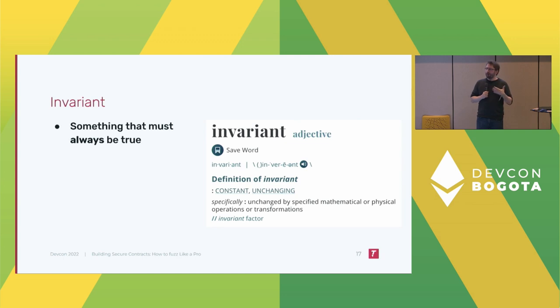I've been talking a lot about invariants. So what is an invariant? An invariant is something within your system that should always be true. It's something that should never be false.